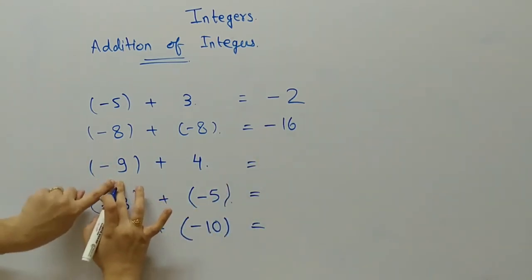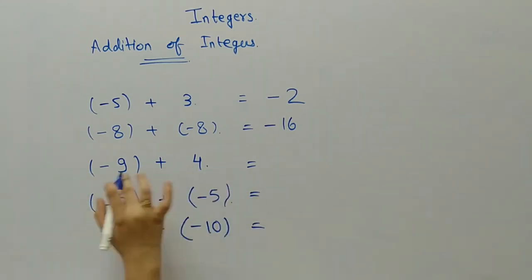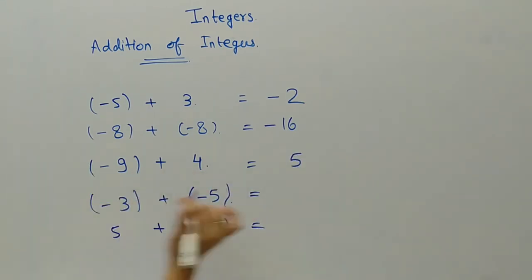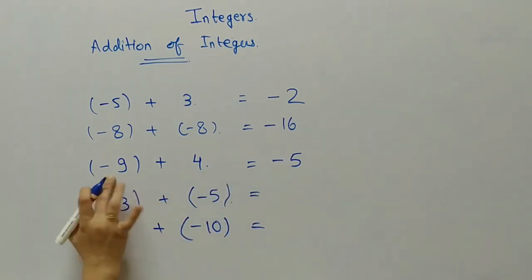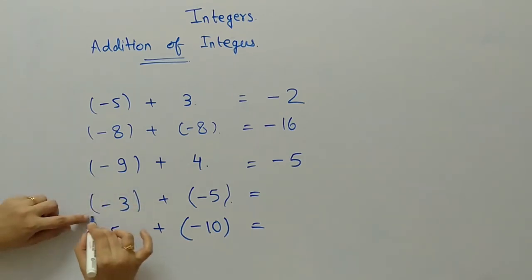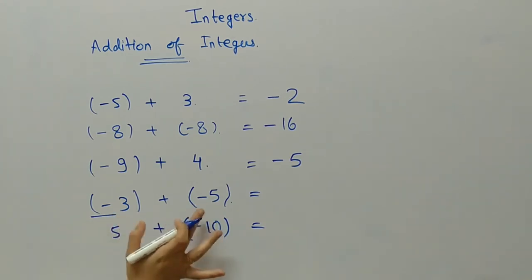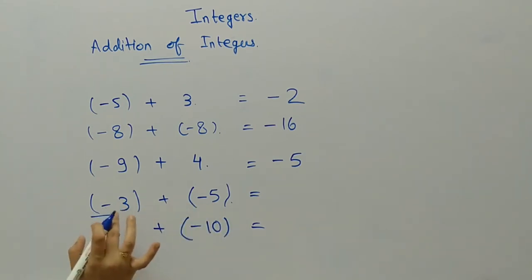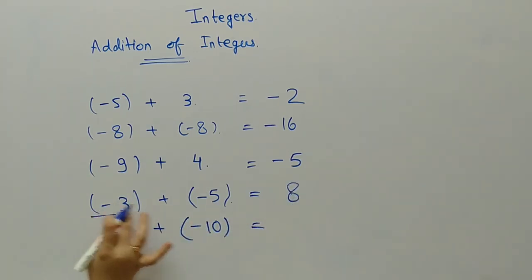Now third, minus 9 plus 4. One is negative, the other one is positive. So we will do subtraction. 9 minus 4 is 5. And now 9 is greater than 4. So our answer will be minus 5 as the sign of 9 is negative. Now minus 3 plus minus 5. Here the sign of both the integers is the same, which is minus. So now we will do normal addition. So 5 plus 3 is 8 and the sign will be negative.